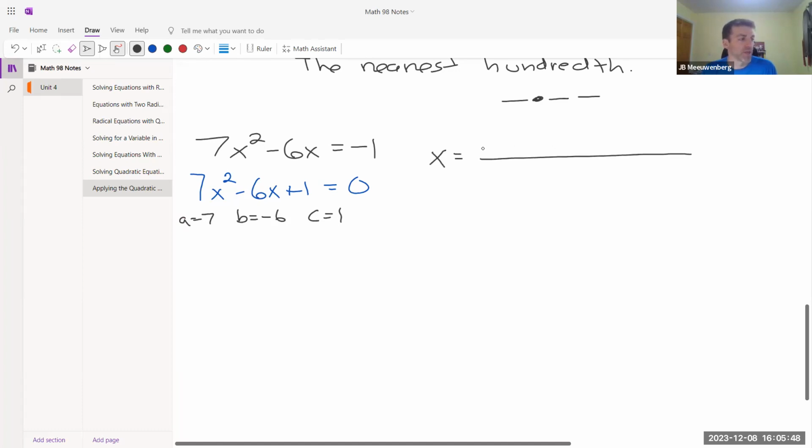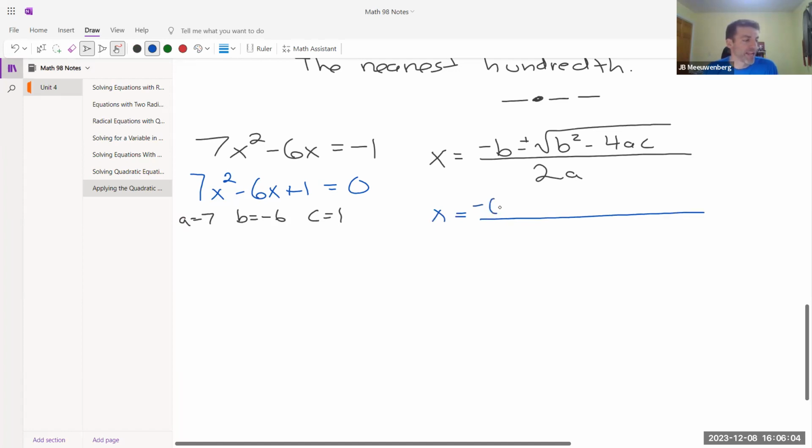Let's write that quadratic formula one more time. X equals -b plus or minus the square root of b squared minus 4ac all over 2a. Let's see what happens here. X equals, big fraction bar, -6, there that is again, plus or minus the square root of, in parentheses, -6 squared minus 4 times 7 times 1, all over 2 times 7.